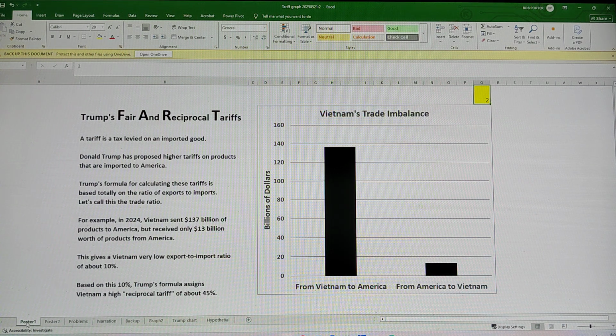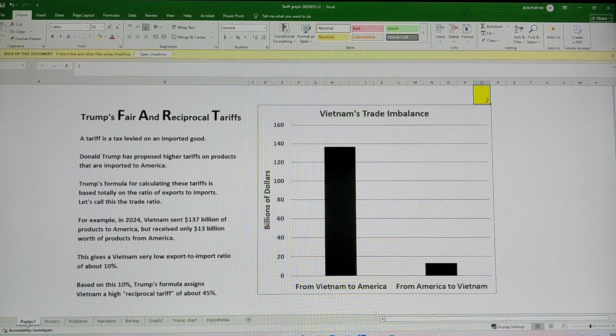Trump's fair and reciprocal tariffs, the F.A.R.Ts. Here's how they work. To begin, a tariff is a tax levied on an imported good. Donald Trump wants higher tariffs on products that are imported to America. Trump's formula for calculating these tariffs is based on just one thing: the ratio of exports to imports. Let's call this the trade ratio.